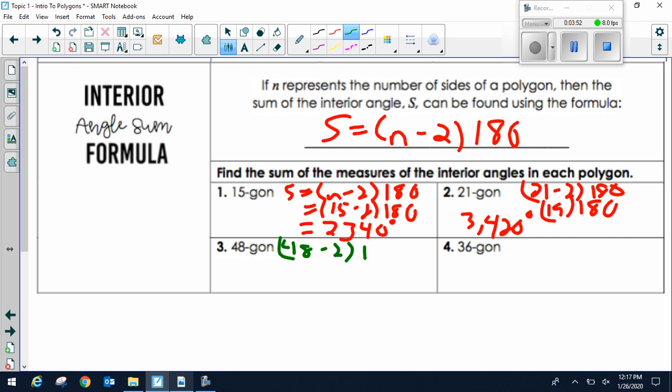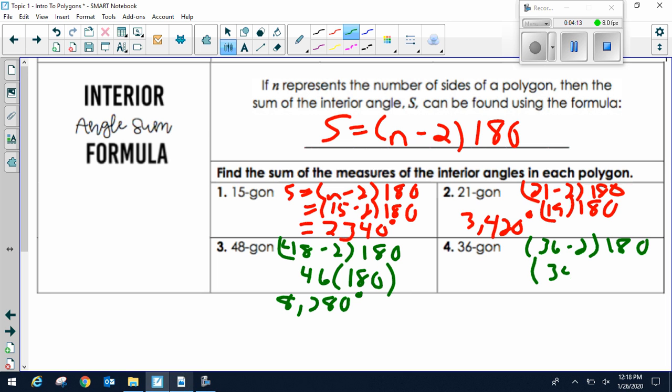And then for the next one, you've got 48 minus 2. It's going to give you 46 times 180, which gives you 8,280 degrees. And then for a 36-gon, again, same thing. 36 minus 2 gives you the number of triangles inside that figure. It should be 34. And then 34 times 180, you get 6,120 degrees, which is what all the interior angles inside that figure would add up to.